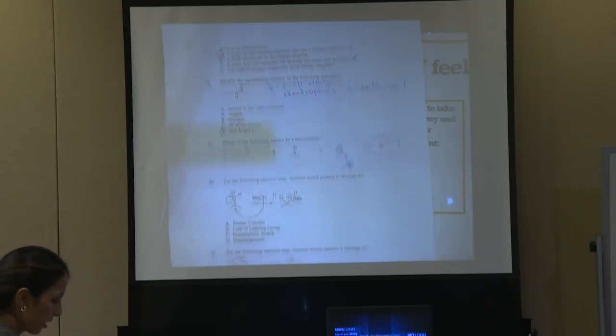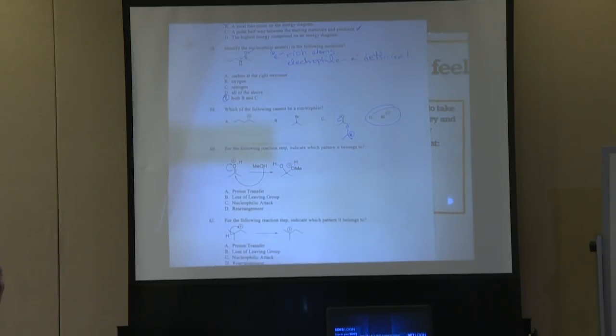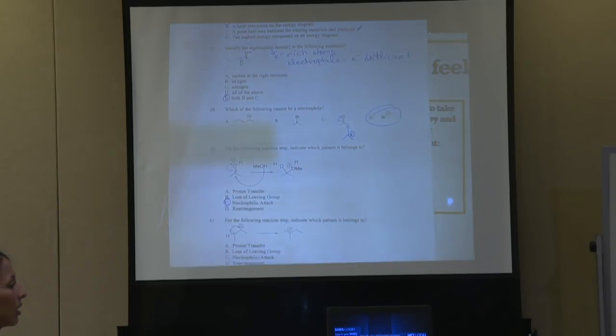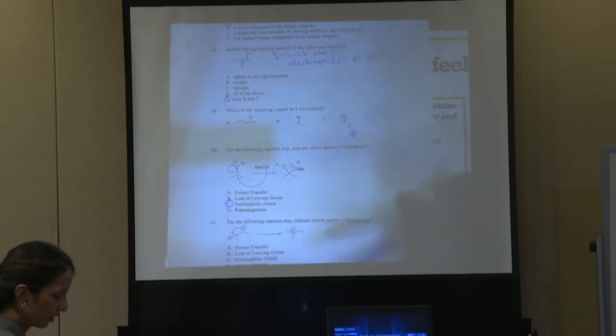Yeah? Okay. So 60. For the following reaction step, indicate which pattern it belongs to. So what do you guys think? So you guys have been doing these mechanisms, right? The whole semester. So this is just kind of like quick review. Nucleophilic attack, why? Because the double bond is going to close, the electrons are going to oxygen, and that's going to be a carbon ion. Awesome. So then the oxygen is going to attack. The oxygen can attack that carbon. And it's forming a bond, right? So that's the definition of a nucleophilic attack. So, see? Everybody good? All right.